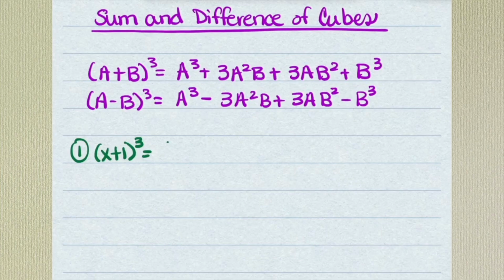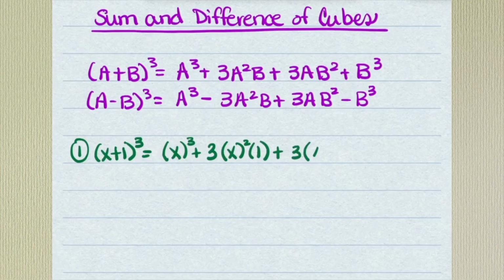It says I need to cube the first term and take 3 times the first term squared times the second term plus 3 times the first term, then times the second term squared, and then plus the second term cubed. And you're saying, well, Dr. B, what are you calling terms? This is the first term. That's the second term. Okay? First term cubed, 3 times the first term squared times the second term, 3 times the first term times the second term squared, and then the second term cubed.